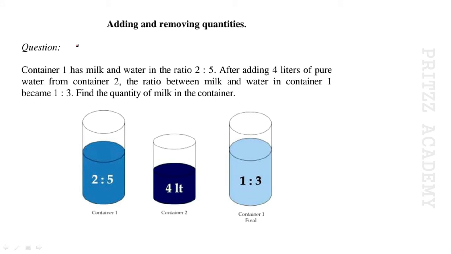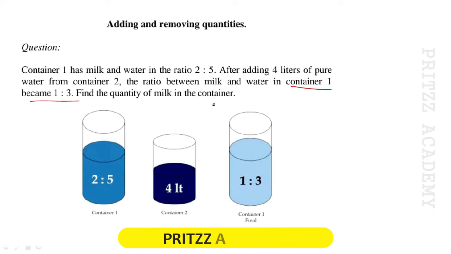So in the first type, there is a question. Container 1 has milk and water in the ratio of 2:5. After adding 4 liters of water from the container 2, the ratio between milk and water in container 1 becomes 1:3. Find the quantity of milk in the container.